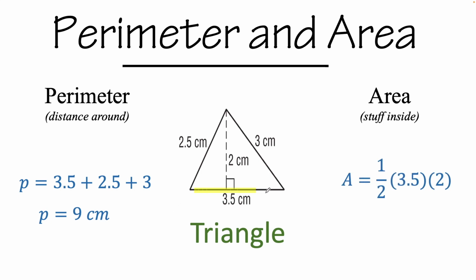So the base is here, 3.5. And again, here's the height. It comes straight down and hits at a right angle. That's what makes it the height. So multiply all that together and we get 3.5 centimeters squared. So it's squared because, you know, we've gone into two different dimensions. We've got base and height.